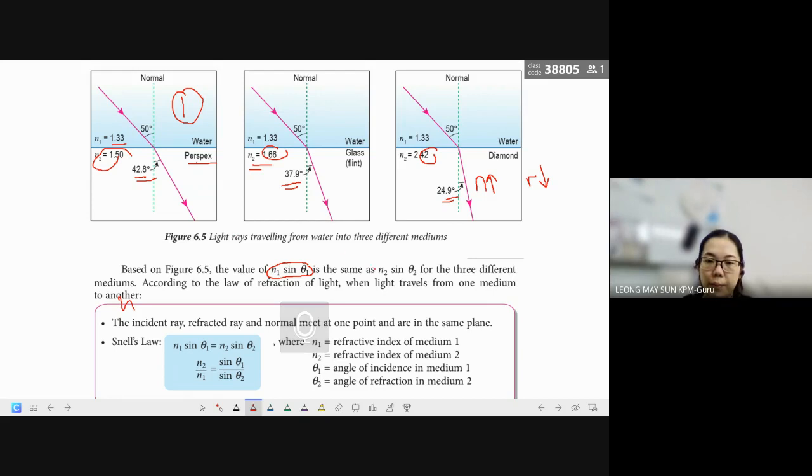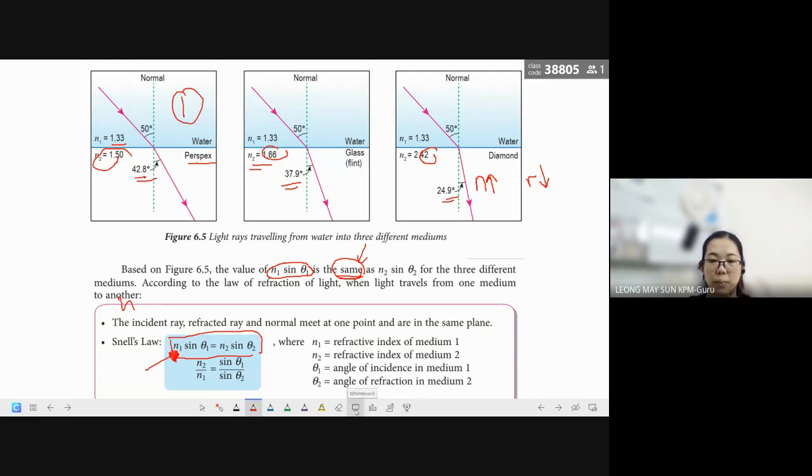The product of the refractive index and the sine of the angle for the three different mediums are the same. So please do take note of this. From the laws of refraction of light, when the light travels from one medium to another medium, there is another formula for Snell's law. This is the first general formula for Snell's law, not the one previously introduced to you in lower science. The actual Snell's law is n1 sine theta 1 equals n2 sine theta 2, where n1 is the refractive index of medium 1, n2 is the refractive index of medium 2, theta 1 is the angle of incidence in medium 1, and theta 2 is the angle of refraction in medium 2.